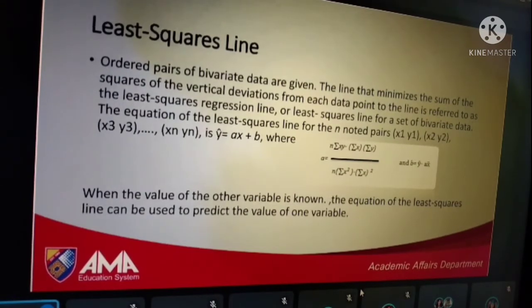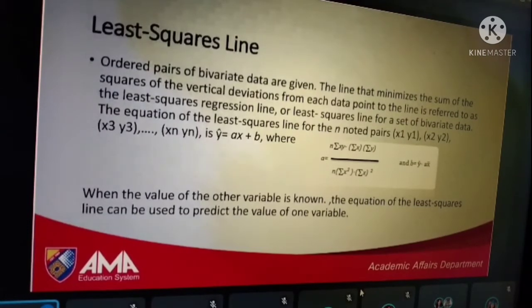Sa screen niyo po, yung formula in finding the least squares line. The line that minimizes the sum of the squares of the vertical deviations from each data point to the line is referred to as the least squares regression line. Makikita niyo kasi yung changes with the least squares line. The equation of the least squares line for the ordered pairs, ayan yung mga pairs na yan, is what we call the ordered pairs. No?